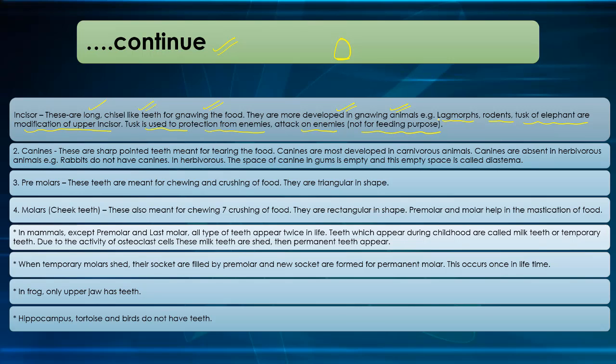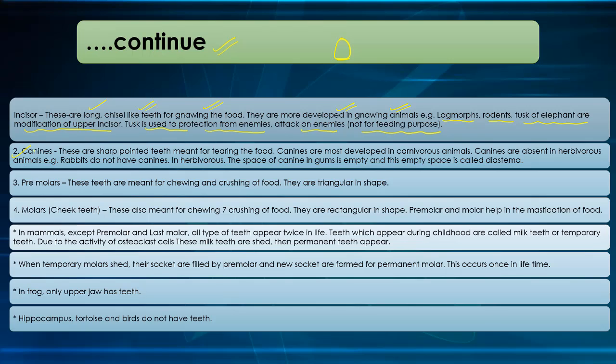Incisors are long chisel-like teeth for gnawing of the food. They are more developed in gnawing animals, lagomorphs and rodents. Tusk of elephant is a modification of upper incisors. Tusk is used to protect from enemies and to attack enemies. It is not used for feeding purposes.